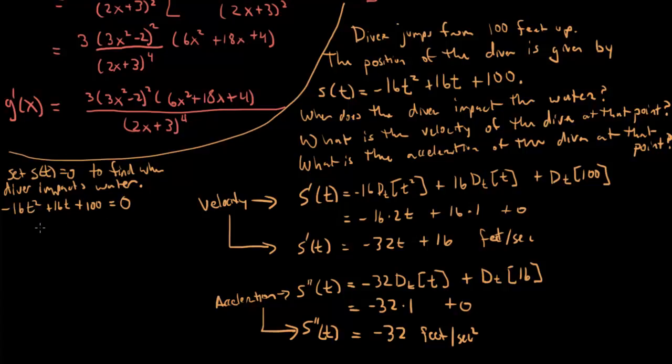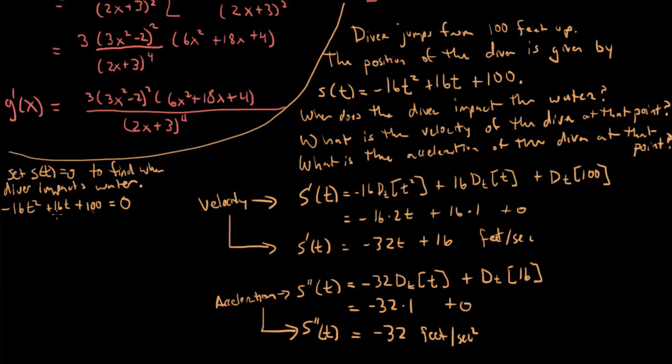Okay? Now, to solve this, that's just a quadratic equation. Now, I shouldn't have picked 100 there. I should have picked a number that was divisible by 16, so the quadratic equation would be a little easier. But I didn't. I wasn't thinking that far ahead. So I'm just going to solve this real fast off to the side.